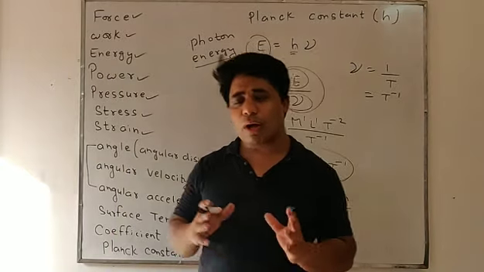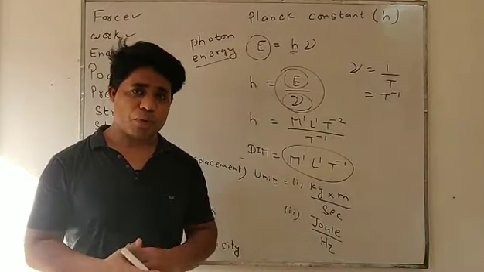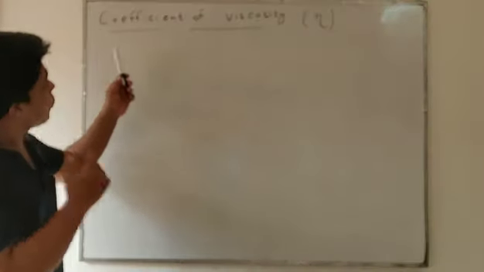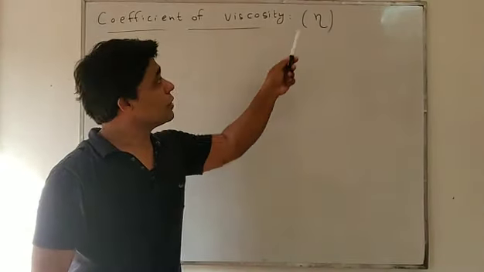So look students, now I'm going to explain some important dimensions. Next is coefficient of viscosity, eta. This sign is called eta.